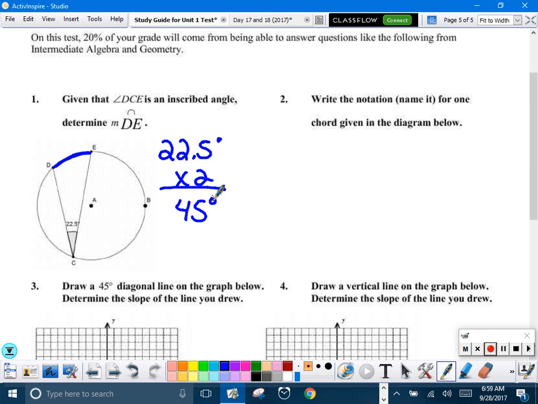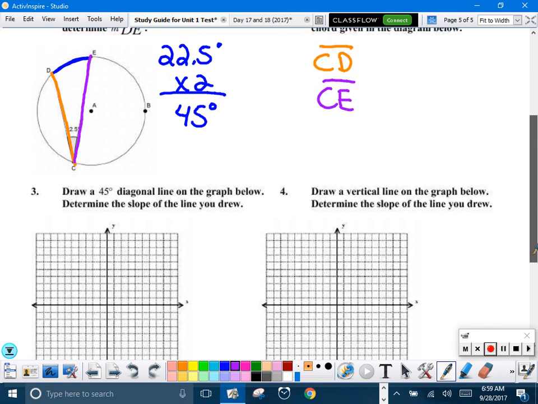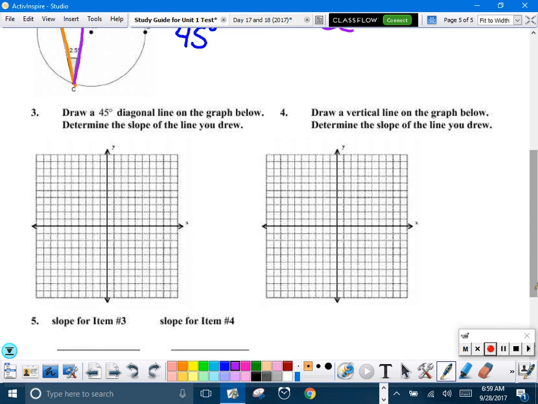Okay, write the notation for one chord given in the diagram below. Well, there are two chords. There's C, D, or DC, it doesn't matter, CD. And there's another chord, CE. You only have to write one. You can write both if you want, but only one is necessary. That one's done. In fact, when you take the test, you might want to do the last page first.